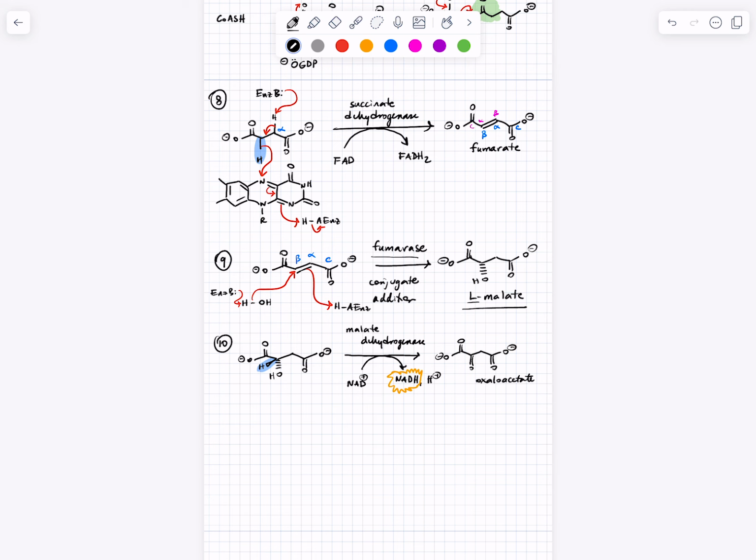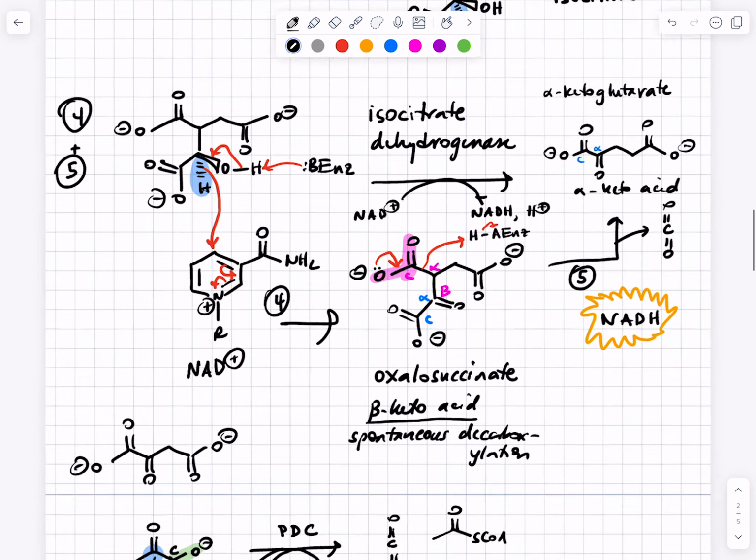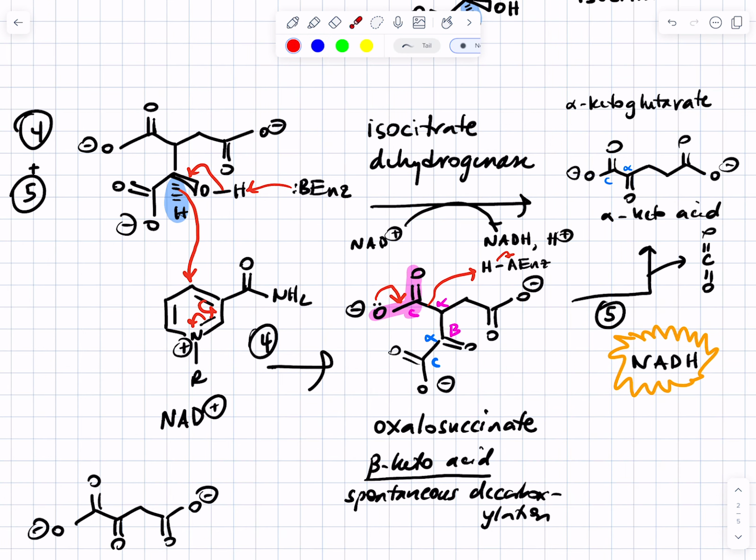All right, questions about any of those steps we talked about? Yes? What was step 5? So step 4 and 5 we showed together. We oxidize the alcohol in isocitrate to form the ketone in oxalosuccinate. And then that beta keto acid spontaneously decarboxylates. I call that step 5, and that gives you alpha ketoglutarate.